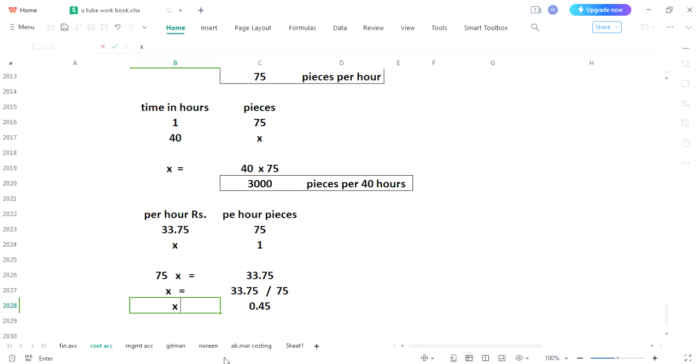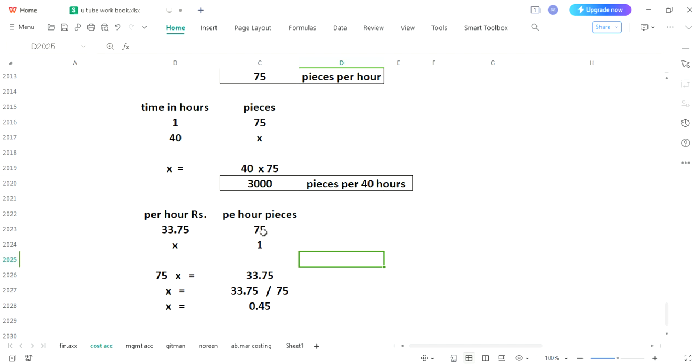Hopefully somebody will give the correct answer. What was the question? If in 1 hour 75 pieces are made and in 1 hour you get 33.75 rupees, so if a worker had made one piece, how much amount would be made?